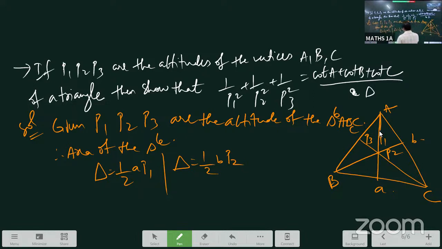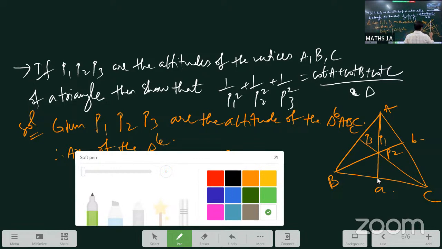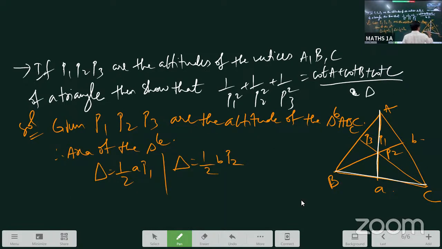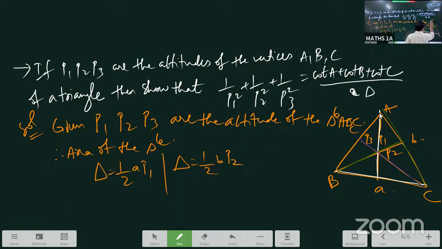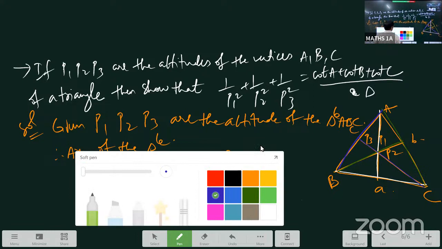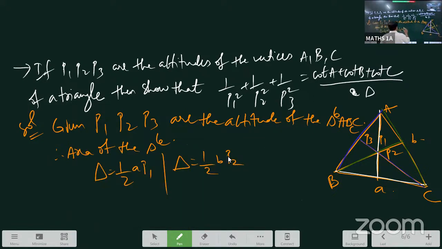When I consider this height, then this will be the base. When I consider this height, this should be the base. Is it clear? Right? But base into height, all of them are giving you the same area of a triangle. So that is nothing but half B P2. Now delta is equal to half C P3.